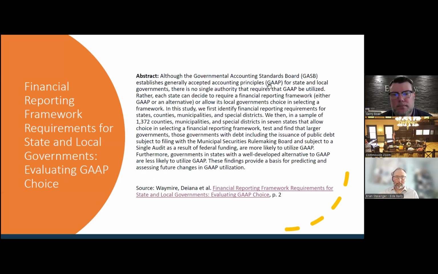The two main objectives of this study were to, one, identify the state requirements related to the financial reporting for the state and for local governments, and then to evaluate the determinants of the choice to use the GAAP framework in the absence of a state requirement to follow GAAP. So kind of what Brian was just touching on, the state of South Dakota just imposed that requirement on their local governments to implement that model.